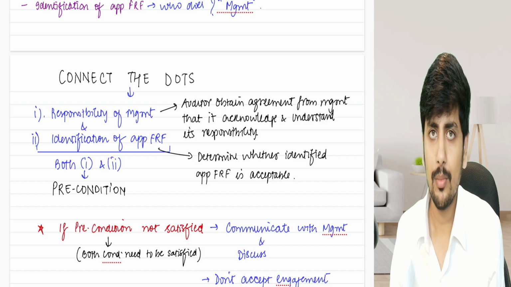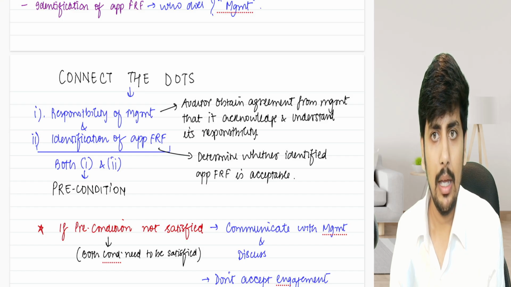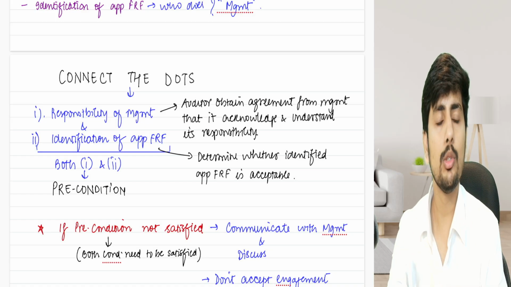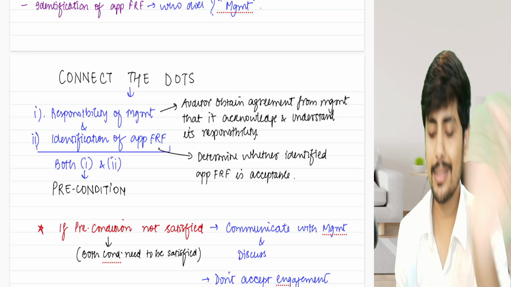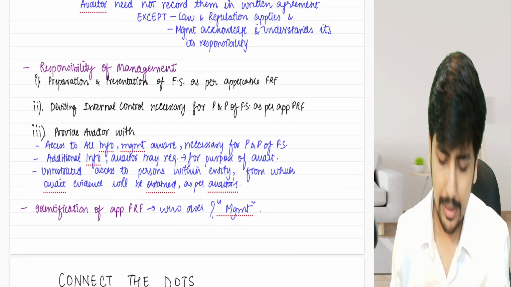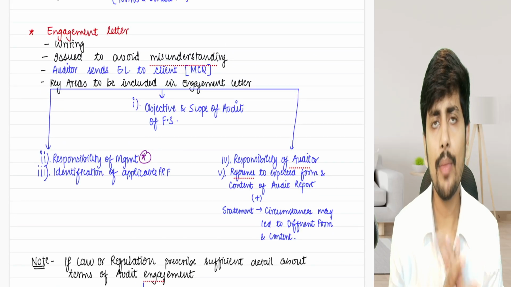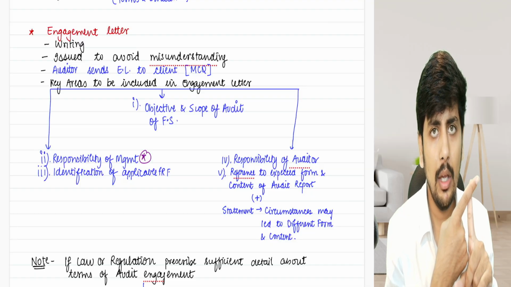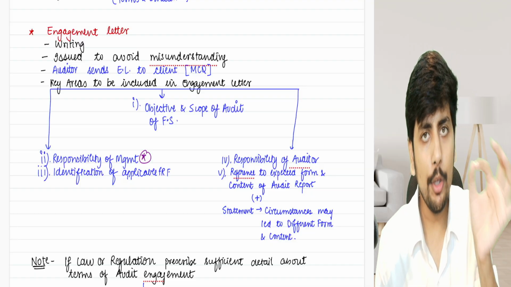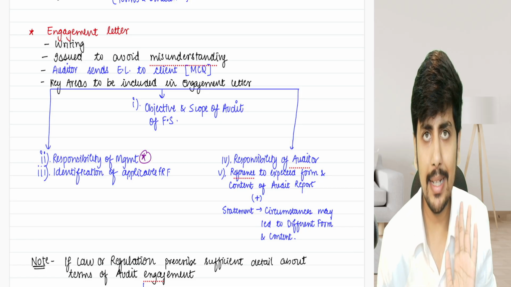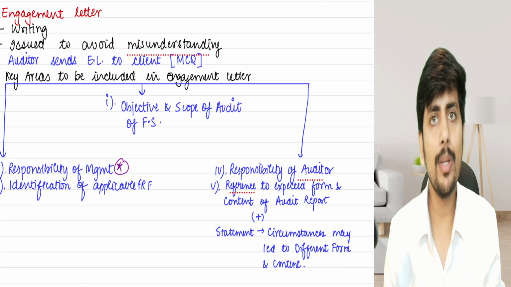Fine. Done. So we have covered almost 30 to 35% of this standard. Let's revise quickly whatever we have covered. So the engagement letter should be in writing. It is issued by the auditor to the client. And why is it issued? To avoid misunderstanding. What are the key areas that need to be included in the engagement letter?